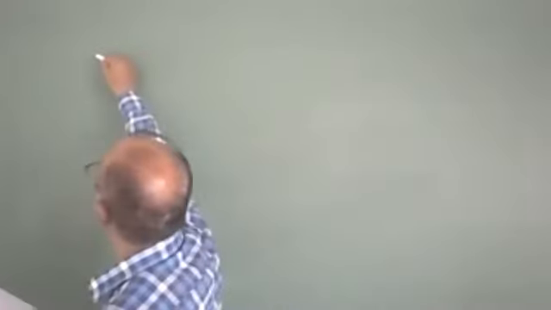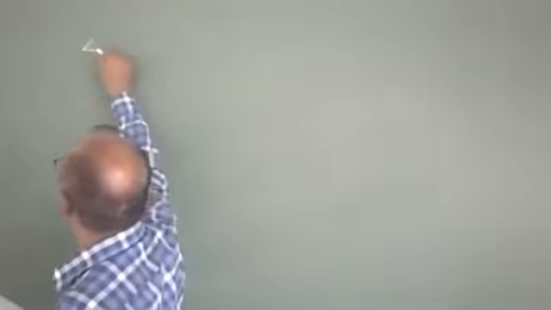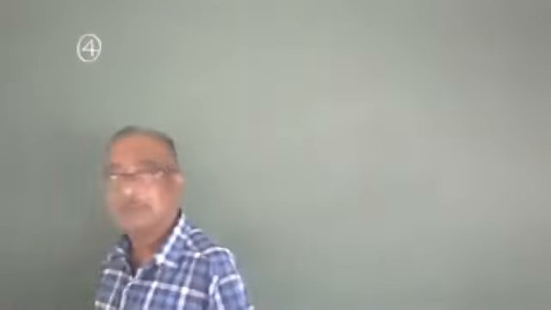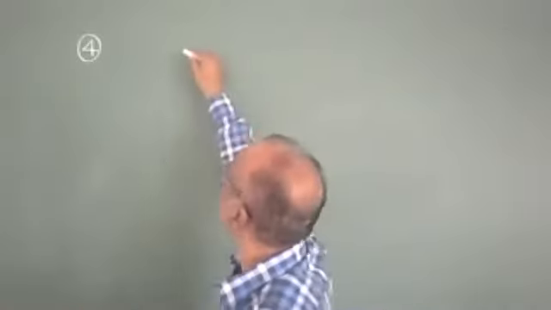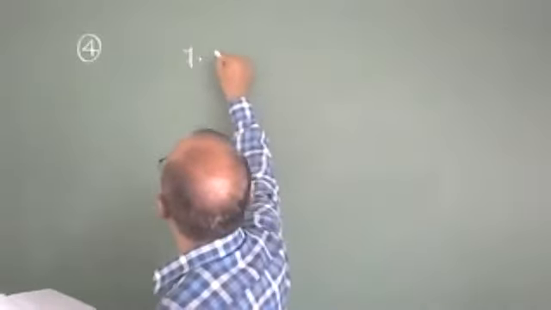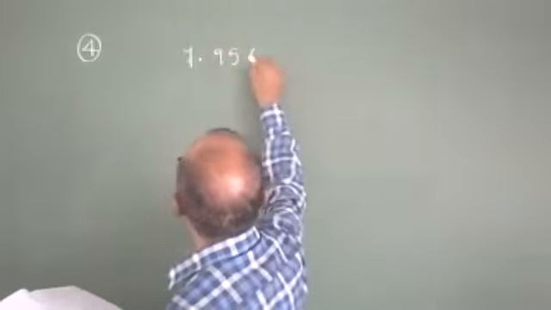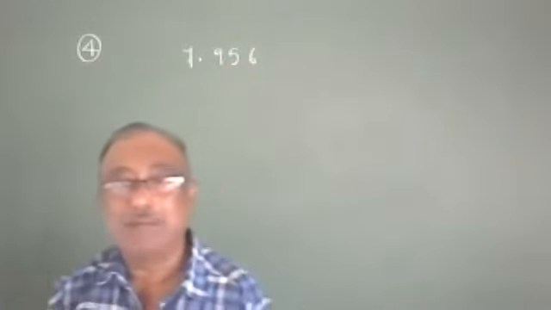All right. Fourth problem, everyone see. Here, the fourth problem is, one time verify. 7.956 is there. Multiply with 10, what happens?